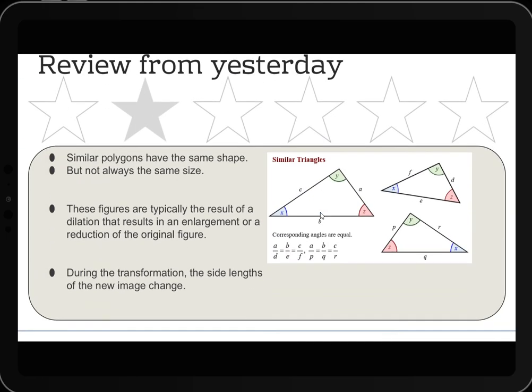Now remember from the other day we talked about what similarity actually means and how we're comparing objects that are either larger or smaller to the original object, and we refer to that as a dilation actually from the previous units that we've discussed with transformations. So really when we're looking at similar figures, we're looking at some form of a dilation that's happened, whether it be larger or smaller in the circumstances that we're given. And during that transformation, the side lengths are either getting longer or they're getting smaller. They're changing. Now what doesn't change is the angles.